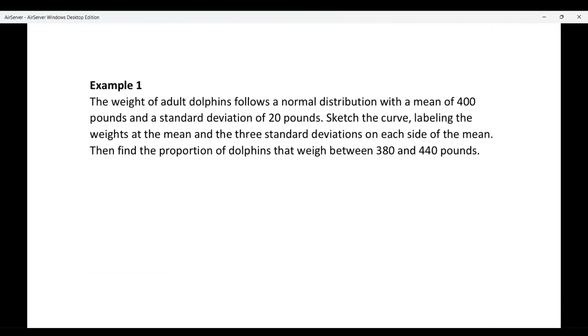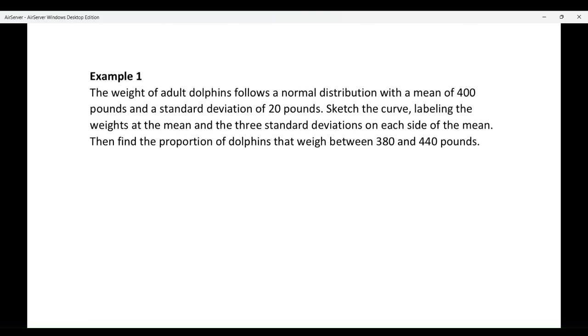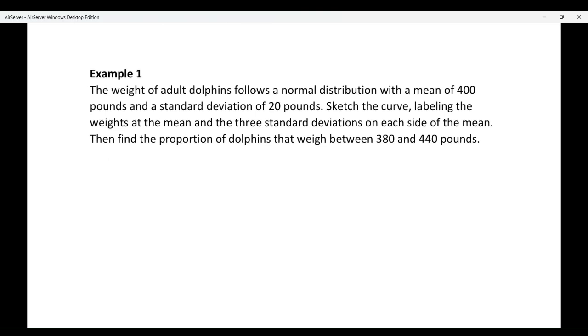We are going to look at the weight of adult dolphins. It says that the weight follows a normal distribution with a mean of 400 pounds and a standard deviation of 20 pounds. Sketch the curve labeling the weights at the mean and the 3 standard deviations on each side of the mean. And then we're going to use that to find the proportion of dolphins that weigh between 380 and 440 pounds.